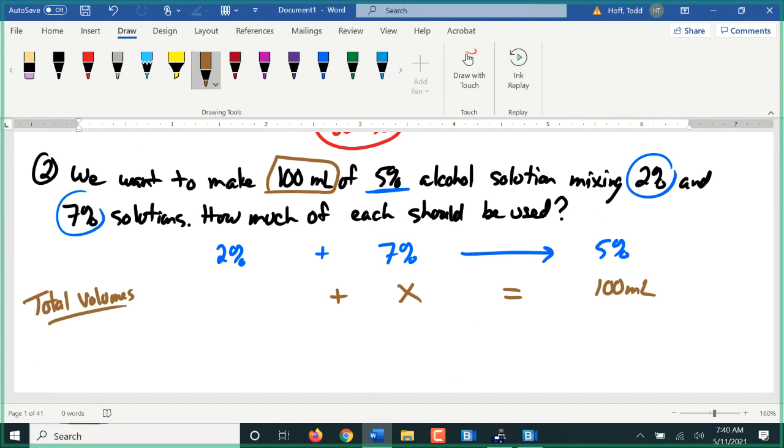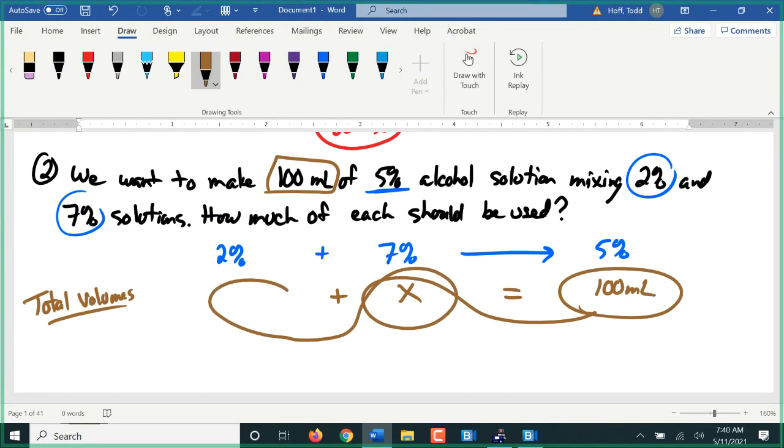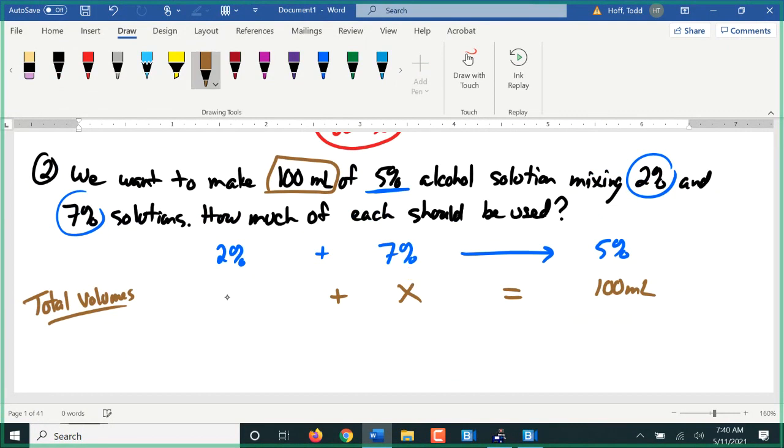If that's true, then working backwards is also true. This amount minus this amount has to give us this amount. So this is 100 minus X is the amount of that 2% solution. So then we look at the amount of solute. In this case, it would be alcohol, since it's an alcohol solution. And this is what actually gives us the equation that we can solve.